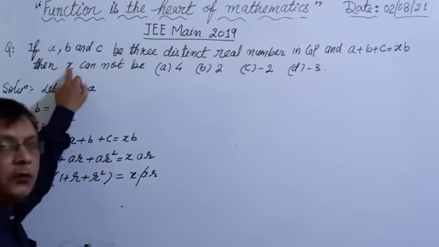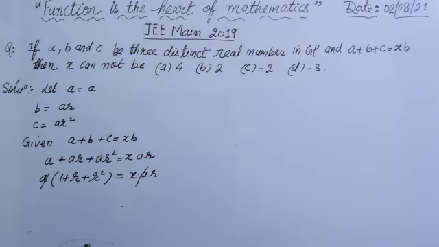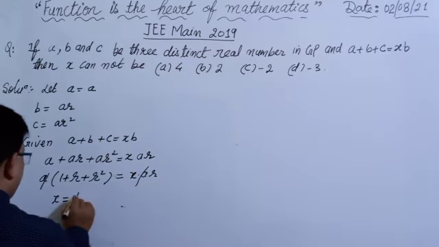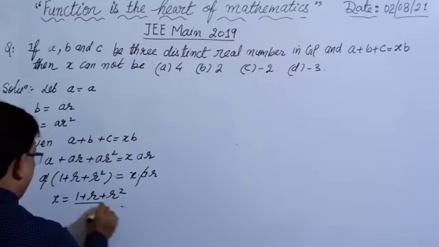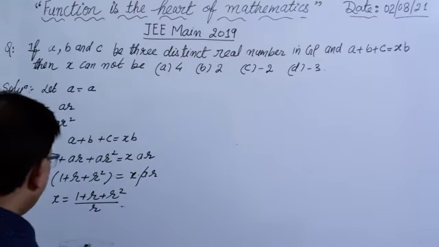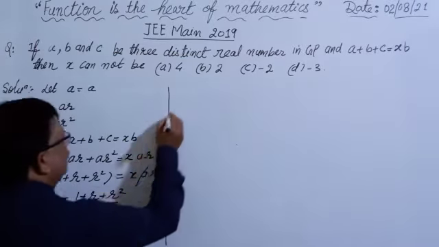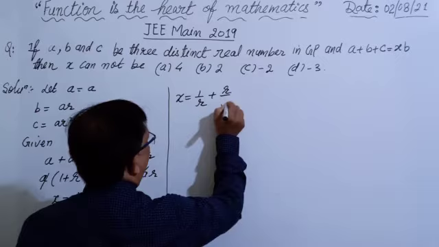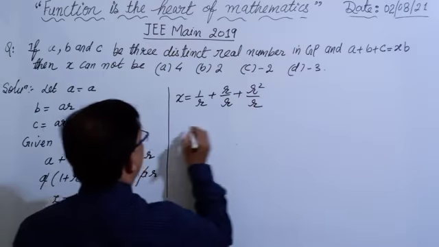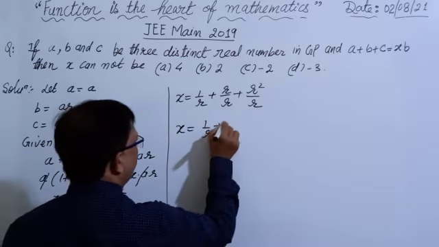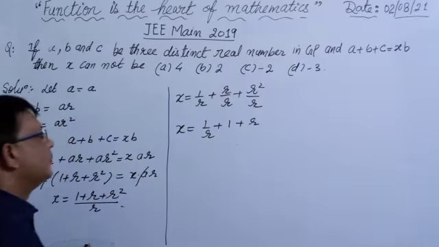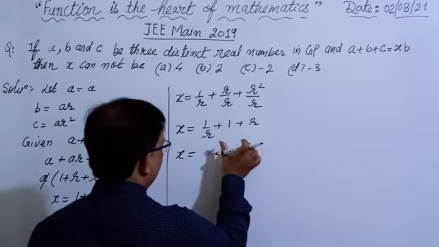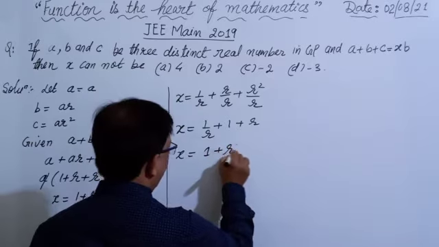We are going to find the value of X and also the range of X. So X is equal to 1 plus R plus R square upon R. Now we can write this as X is equal to 1 upon R plus 1 plus R, or this can be written as X is equal to 1 plus R plus 1 upon R.